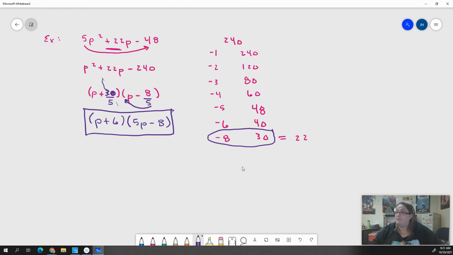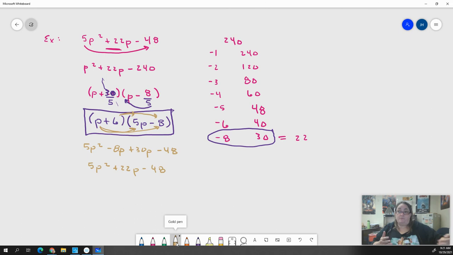These are our factors. I am not going to ask you to check it, but you can check it to see if it's right. You would have p times 5p, which would be 5p squared. And then you'd have p times -8, which is -8p. 6 times 5p is plus 30p. 6 times -8 is -48. And you can already see that we're working our way back to that original equation. When I combine -8p plus 30p, I wind up with plus 22p minus 48. And so we can tell that we got it right.